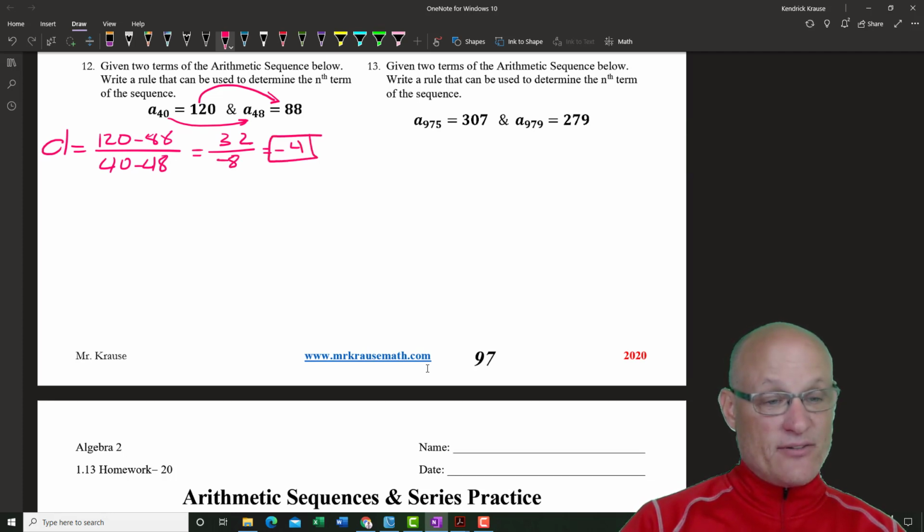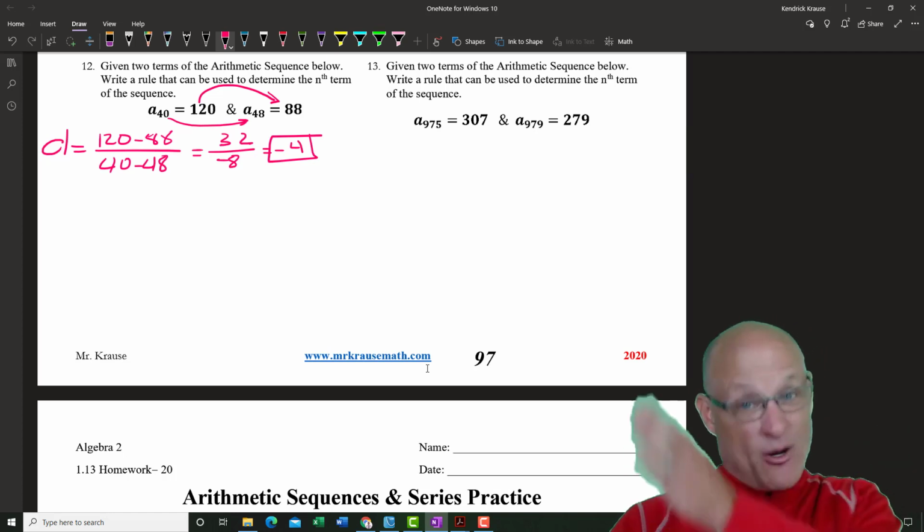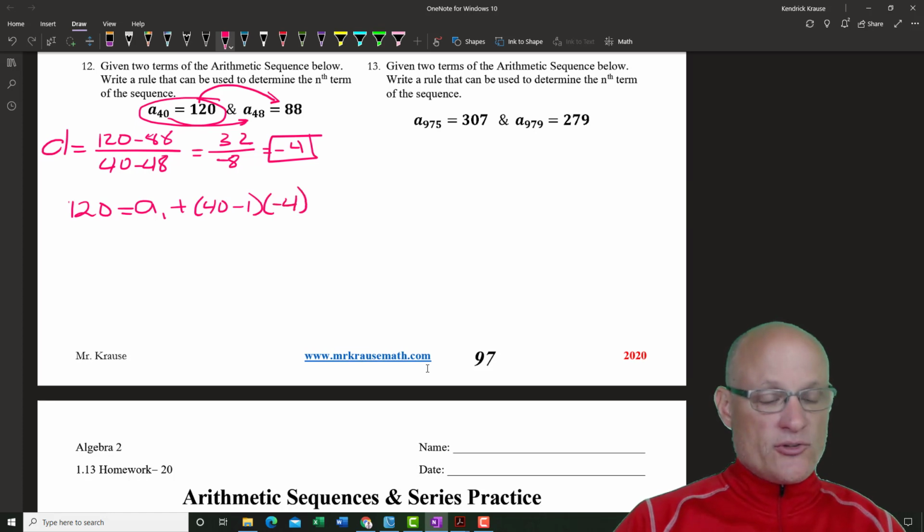So D is negative. And you'll notice, if the 48th term is bigger than the 88th term, it's going down. Okay, now we're going to find a sub 1. So I'm going to just use this one because it's a little bit easier. 120 equals a sub 1 plus n. We know n is 40. Minus 1 times negative 4. So let's see. 40 times 4 is 160. So this would be 156.